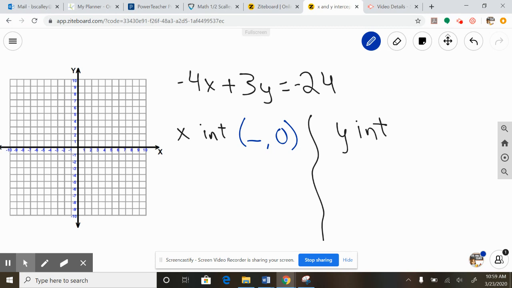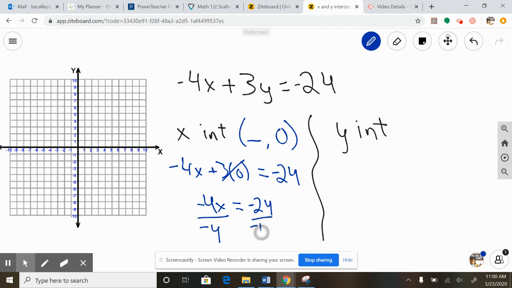So I plug this in. Negative 4x plus 3, but I'm replacing y with 0, equals negative 24. Well, 3 times 0 is nothing, so that's just going to cancel, and I get negative 4x equals negative 24. I divide both sides by negative 4, and I get that x equals 6. So when my y-coordinate was 0, my x-coordinate was 6.